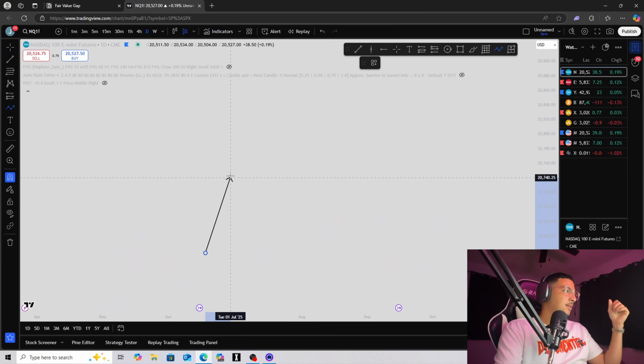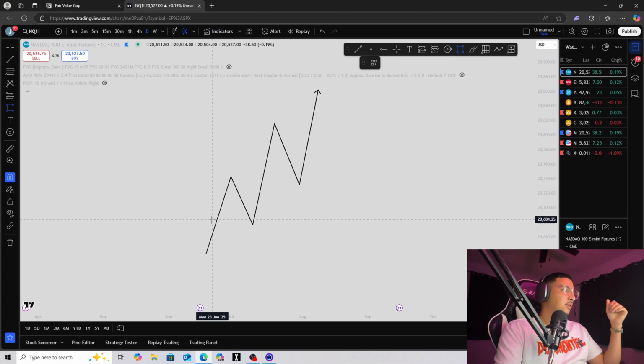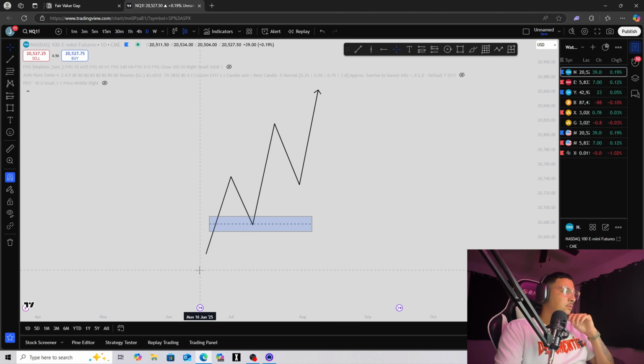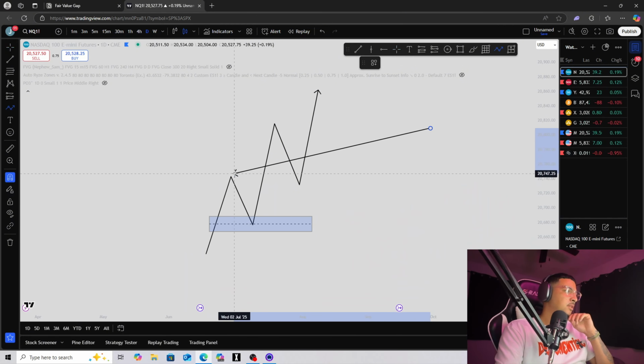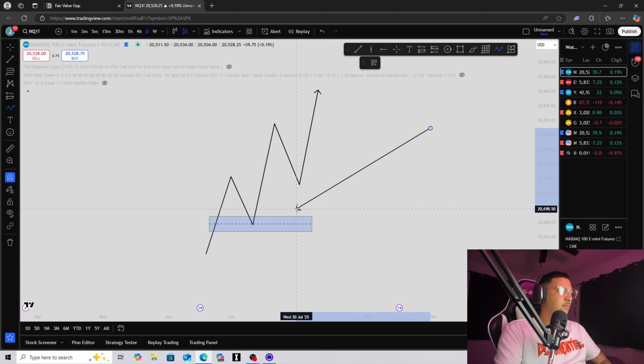So let's say we're in a bullish market, right? We're going up and down, doing higher highs, higher lows. You're going to see a fair value gap form in the middle of that move. You're always gonna see a fair value gap when the market's bullish, going up, higher high, higher low. The market always wants to retrace back to that fair value gap.